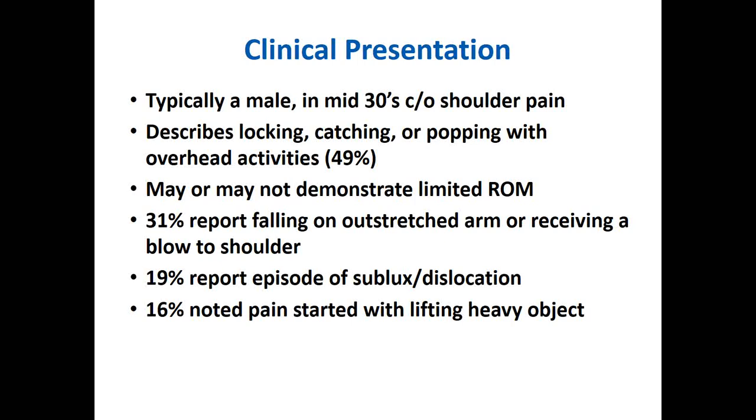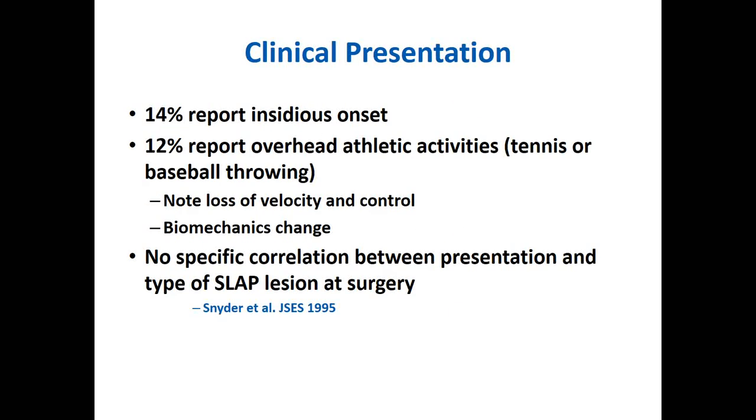About 15-16% report symptoms after they were doing a heavy task, or maybe they were trying to lift something, it slipped, and they tried to grab it, sort of decelerating that activity. A relatively small percentage report insidious onset, and in this study, only about 12% of the patients were due to overhead activities like throwing and tennis. They reported not so much a trauma, but just an inability to control where they wanted the ball to go. Maybe they noted that it was hard for them to get their arm loose, or they were having some biomechanical changes.